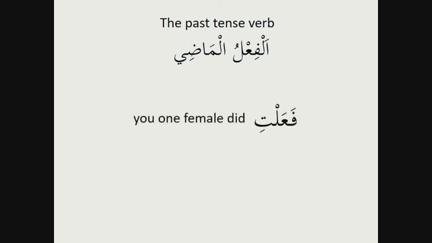And why? Because why it's fa'alti is because the Arabic word for you one male is anta. Anta. And for you one female it's anti. It's got nothing to do with the Afrikaans or anything like that. Right? So you one female is fa'alti. Everybody say it for me. You one male did fa'alta. You one female did fa'alti.